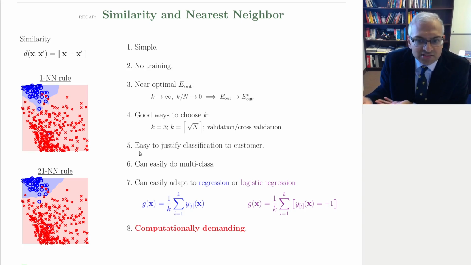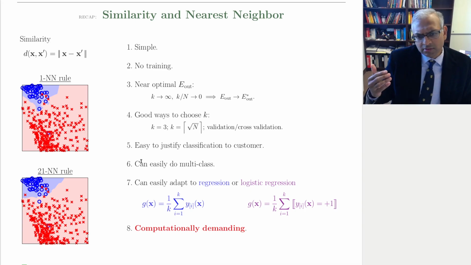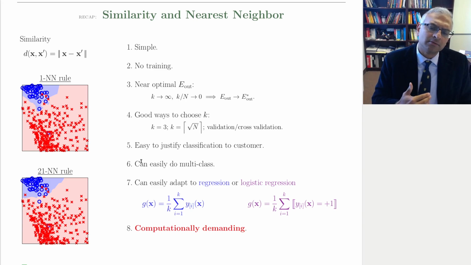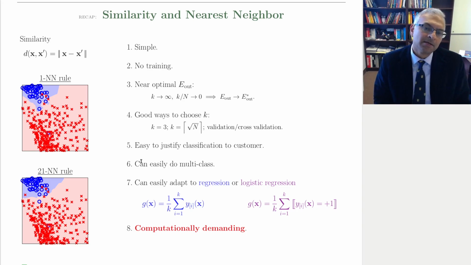Look at which class is your nearest neighbor. Okay? Very easy to adapt to regression or logistic regression. For regression, you don't take the majority vote among your k nearest neighbors, you take the average. For logistic regression, when you want a probability, you take the fraction of your k nearest neighbors that are +1. Okay? So look at that, all those beautiful properties.